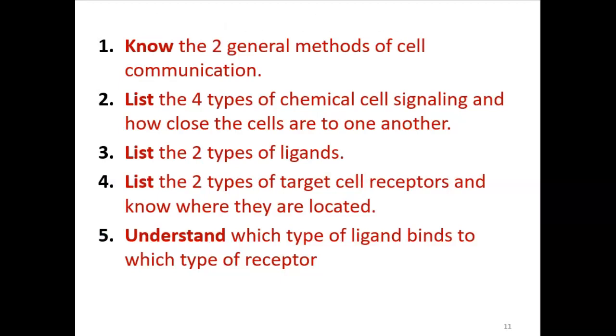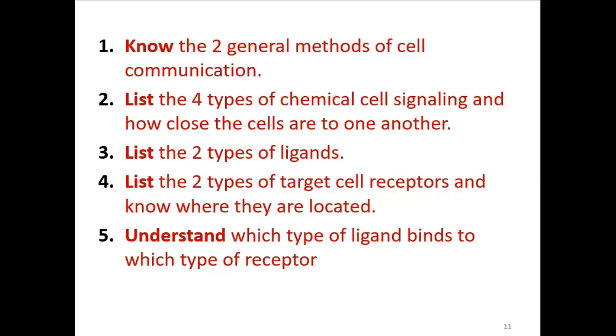You may be feeling that we have already covered a lot of information, so it may be helpful to review what the important points are at this point. The first point is you should know what the two general methods of communication are that cells use. The answer is 1, direct contact, 2, chemical cell signaling.